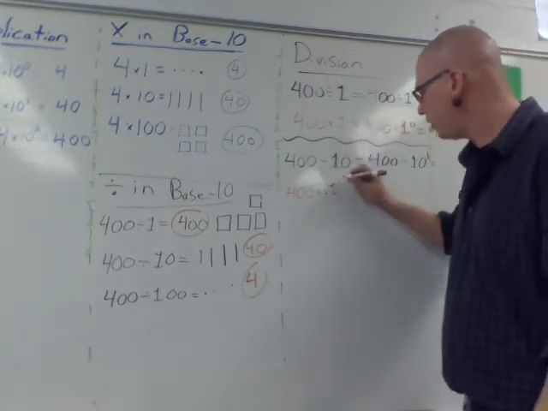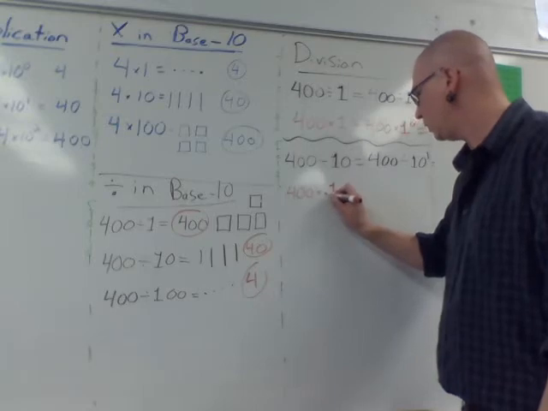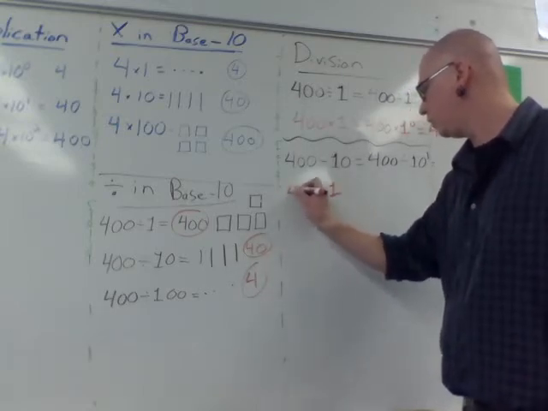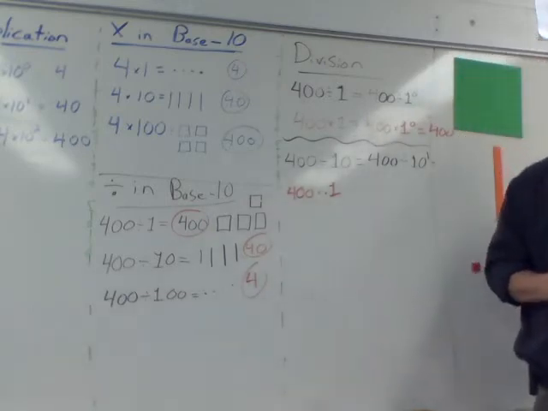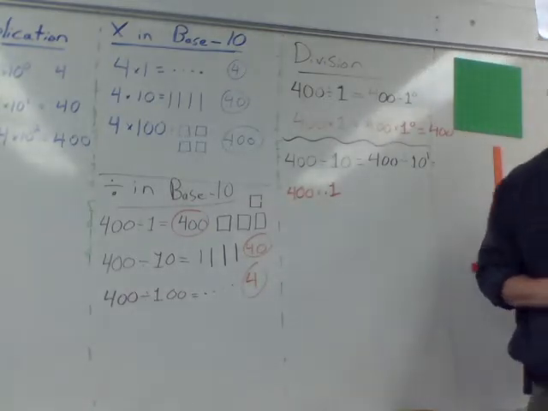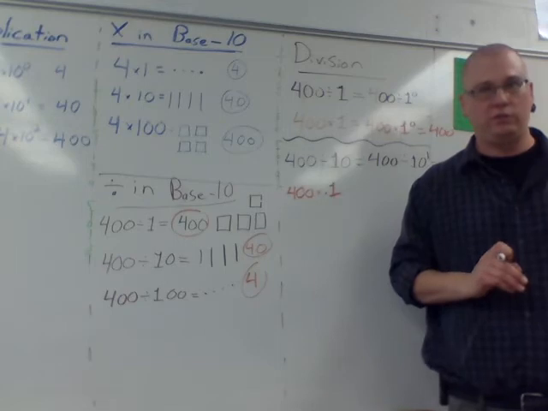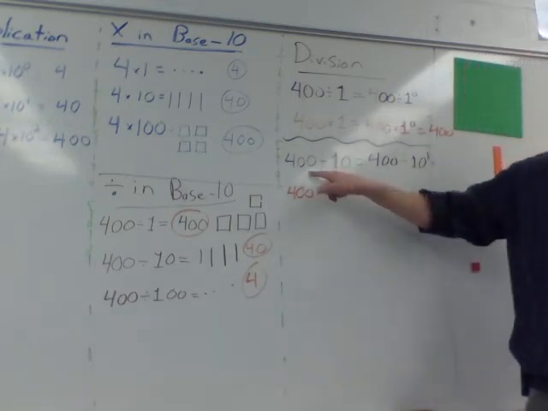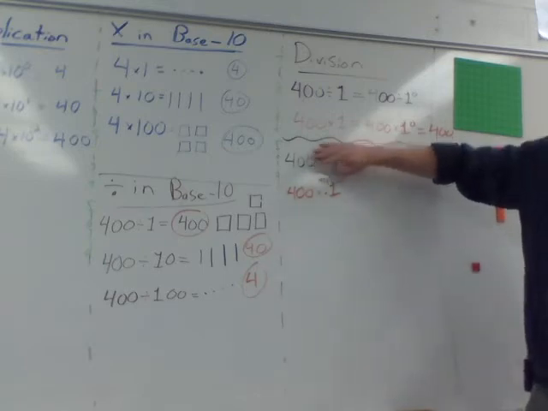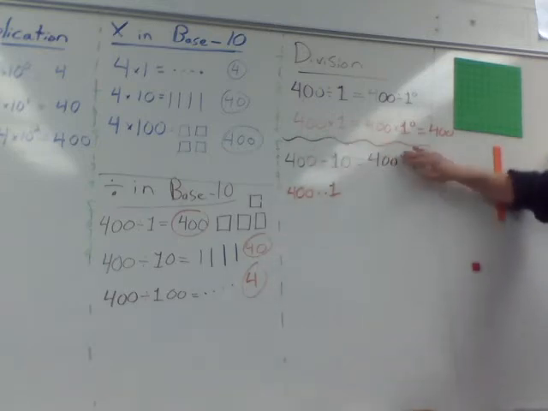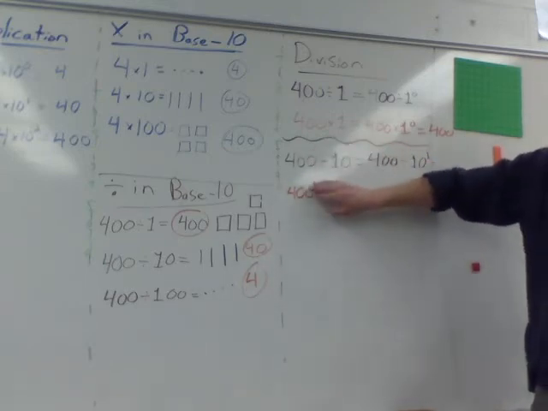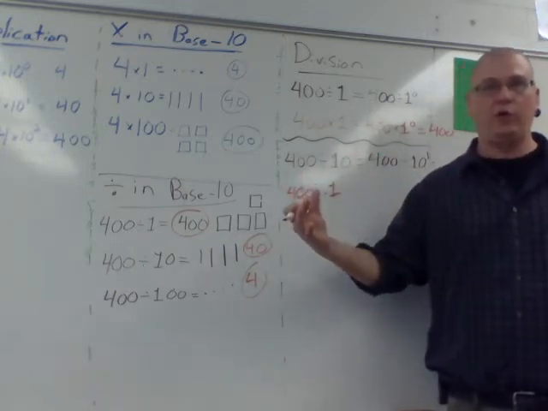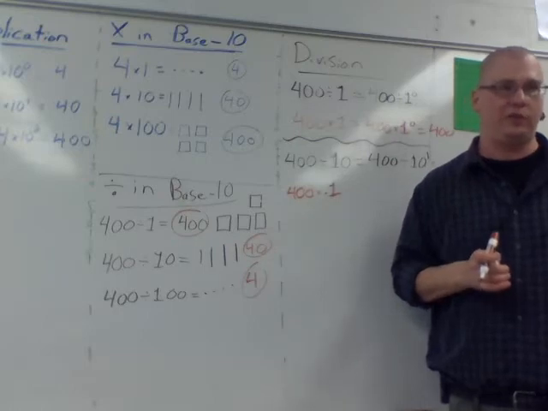1/10 of 400. Is 1/10 of 400 still 40? Yeah. 400, take away one place value. We just used multiplication of a decimal to do this exact same job as the division problem.